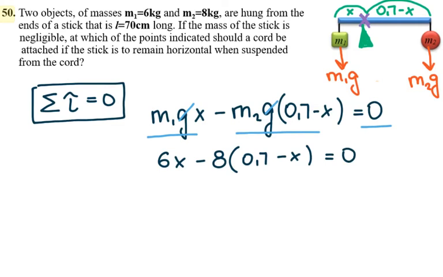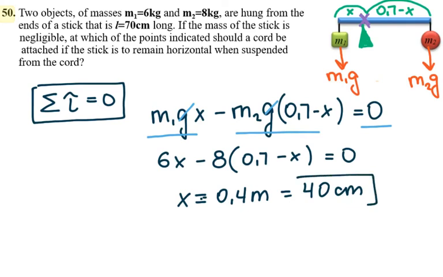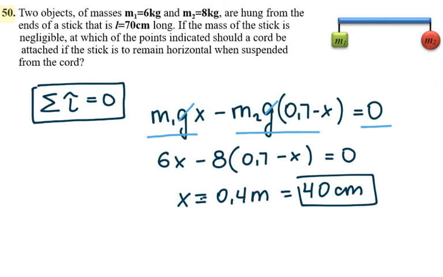If I solve this equation for x, I will get x equals 0.4 meters or 40 centimeters. So the distance from the beginning of the rod to where the level position should be is 40 centimeters. So you could maybe add some level support, and the masses should be balanced.